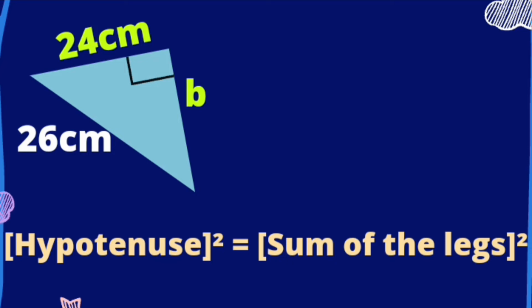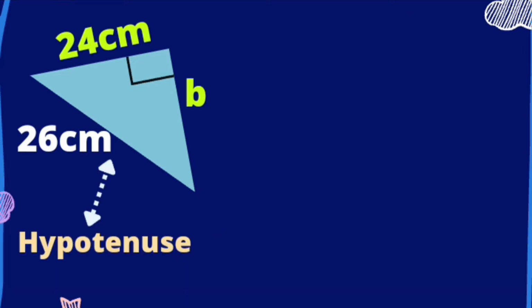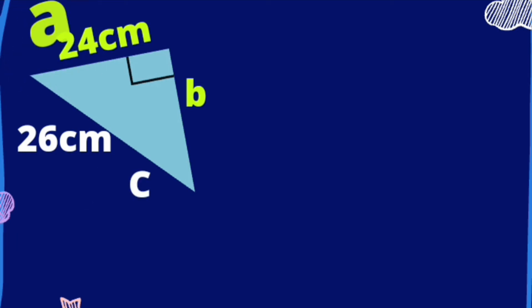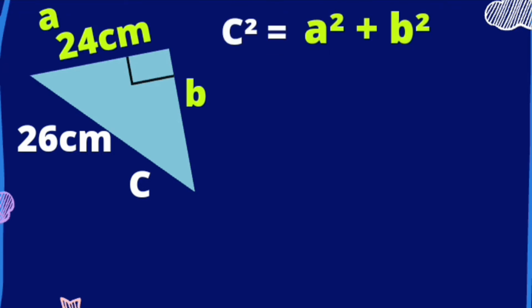Remember I told you that the hypotenuse is the longest side of the triangle, and it is the side that is opposite the right angle. So which side is the hypotenuse in this triangle? Of course, it is 26 cm. We can say let the hypotenuse be C and the other leg of this triangle be A. Pythagoras' theorem states that C squared is equal to A squared plus B squared.